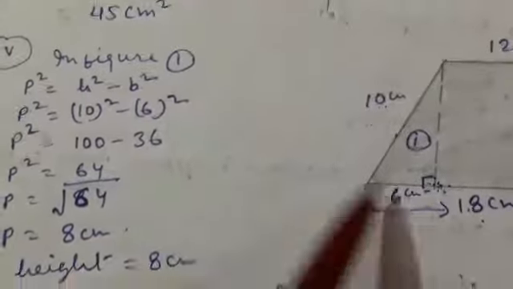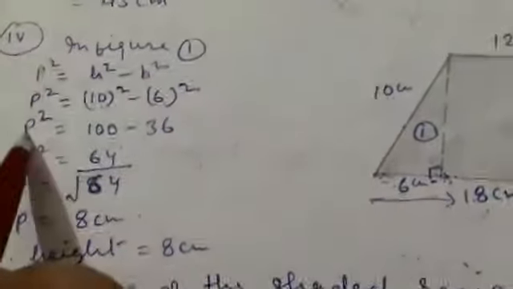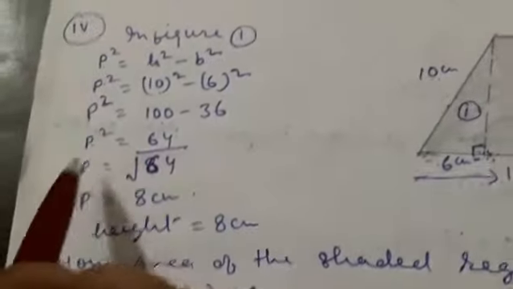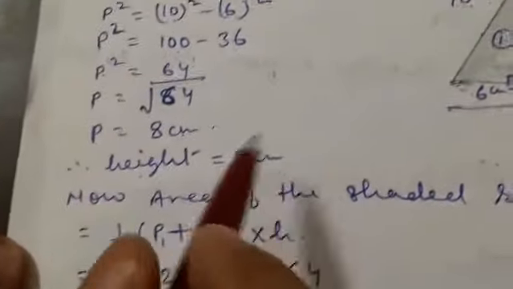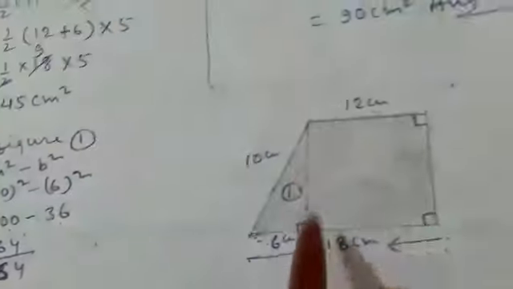So 10 square minus base is 6, so 6 whole square. So perpendicular square is equal to 100 minus 36. So p square is equal to 64. So p is equal to root over 64. Therefore p is equal to 8 centimeter. Now the height will be 8 centimeter.